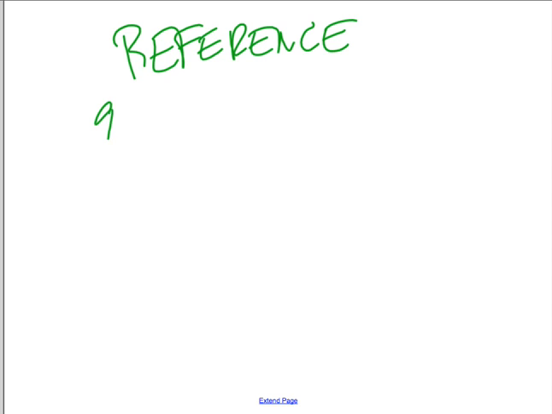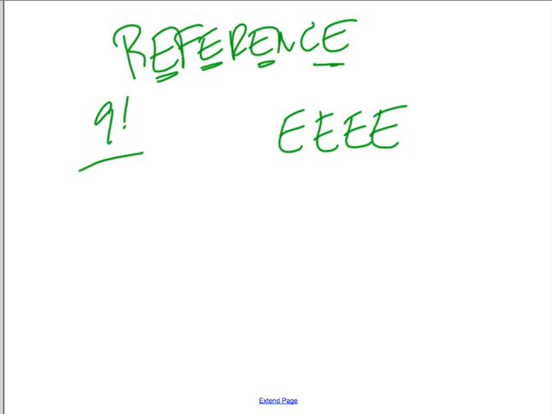If I've got reference, and I've got 9 factorial ways, and I divide out the E's, well, the thing is, there are 4 of them. And for clarity's sake, let's name these 1, 2, 3, and 4. Well, how many ways can I rearrange those numbers?